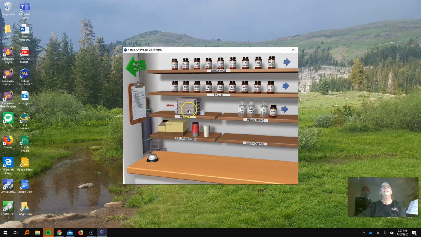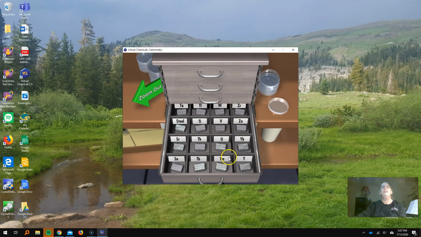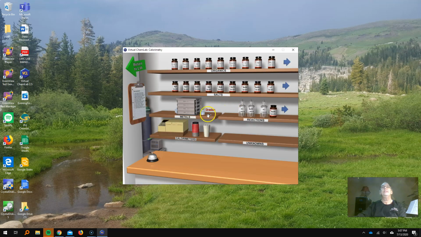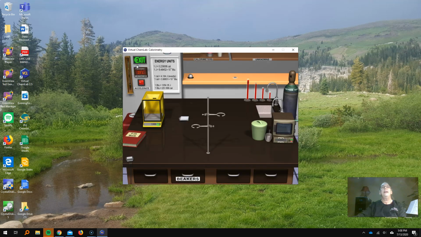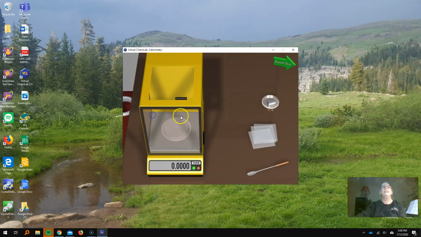Back to the stockroom. Let's look at the metals, see where uranium is. Here we go. Zoom out. Put it there. Go back to the lab. And now we're going to weigh it. So I'm going to put it on the balance. It's tared, good. There's 0 there. We're going to put it there. Write down that mass for uranium, and we will decide how many moles that is. Okay, so write that number down. Get rid of it, and I'll go back.